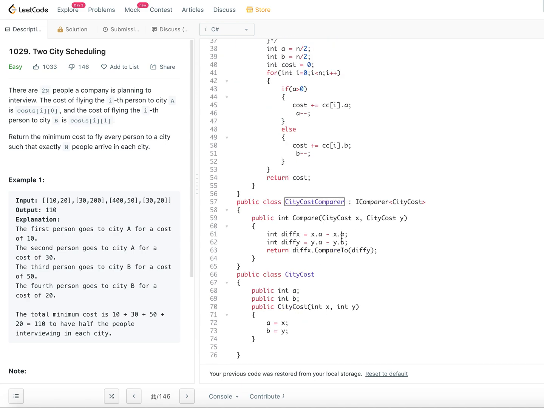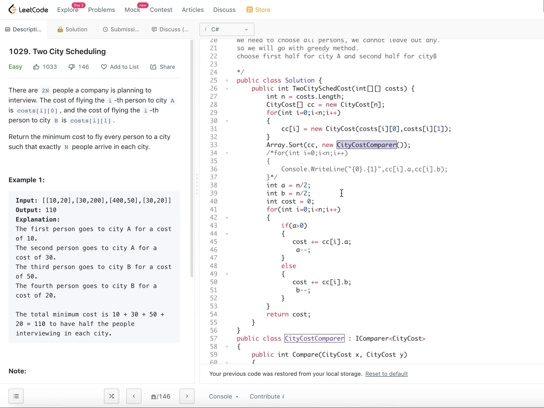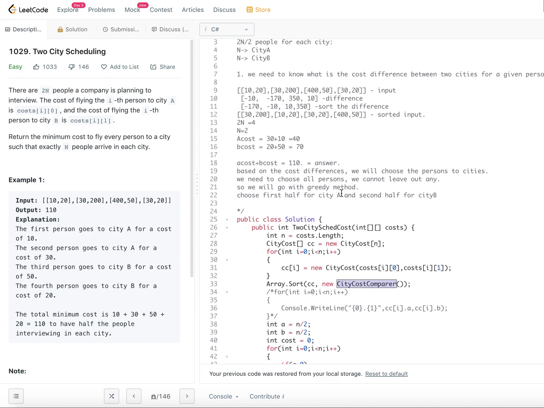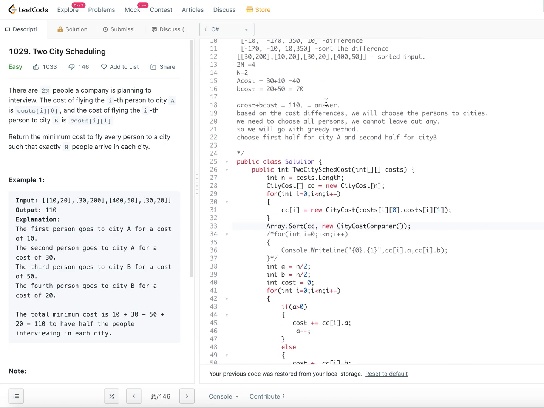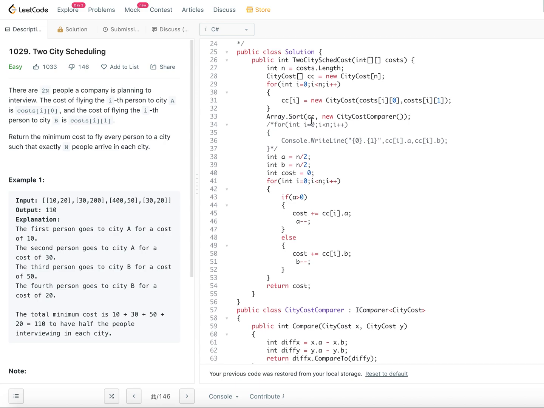What is that comparer? They are being sorted based on the difference. This is the difference, we sorted the difference and rearranged. All this is being done with this single statement. Now that we sorted, what we said is, just take the first n elements to A and the second n elements to B. So for that purpose, A is n by 2, B is also n by 2.